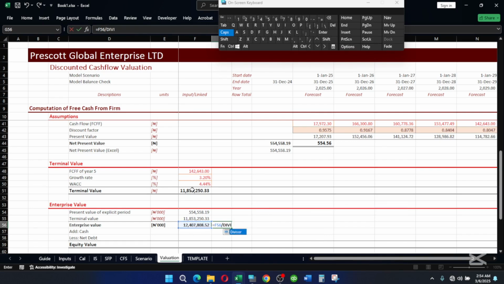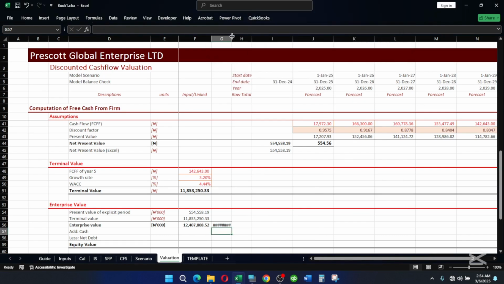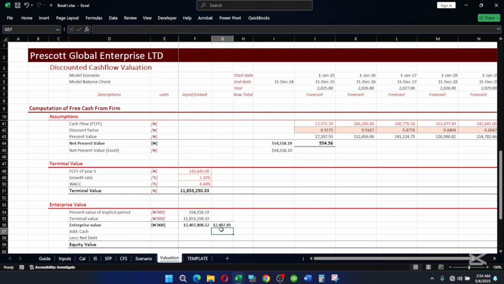Remember our divisor, so expand this. So this is the value, or the enterprise value. Now we are going to add things like the cash. So we're now going to see the equity value of our business, right?